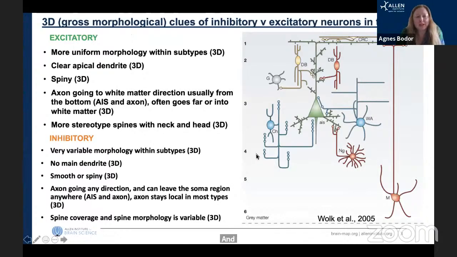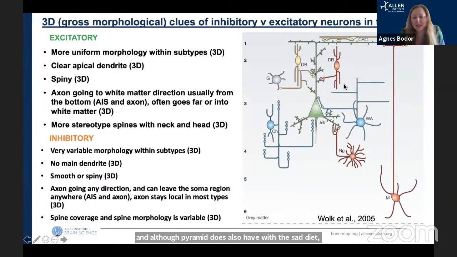So first I'm talking about the 3D gross morphological clues, and I chose this image from the literature because it's a really good cartoon. It actually represents almost all the clues you will find in the reality of the data set. So you can see here in the middle, a pyramidal cell. And although pyramidal cells also have multiple cell types, they are much more similar to each other than the inhibitory cells. I forgot to mention that the pyramidal cells are the excitatory cells of the cortex, and they usually have a main dendrite, which is the apical dendrite, and it forms a tuft usually in layer 1, not 100%, but almost all of them.